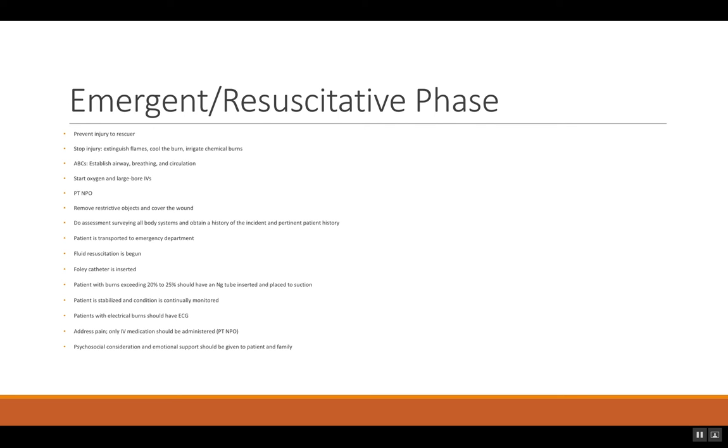Addressing pain. Pain is super important, and it's going to be IV pain medication because we have that patient NPO. Psychosocial considerations and emotional support should also be taken into account. So airway, breathing, airway, breathing. We want to just keep thinking, watch their airway. Also, if a patient has a fall and an electrical injury, we also will be watching out for cervical spine injuries.